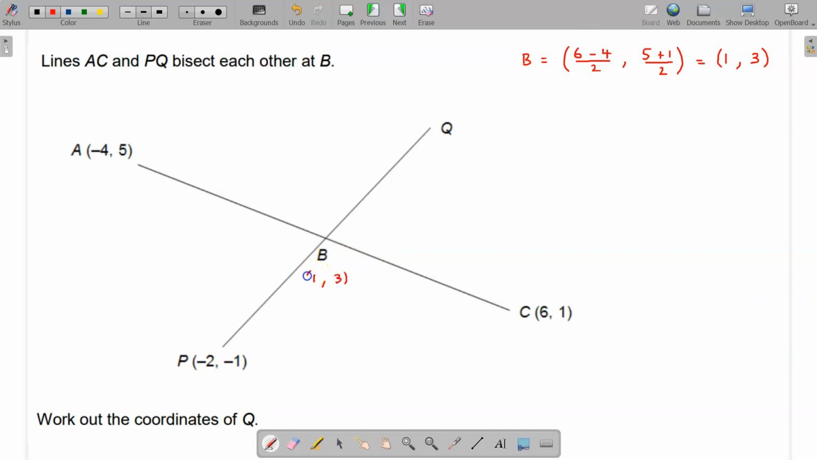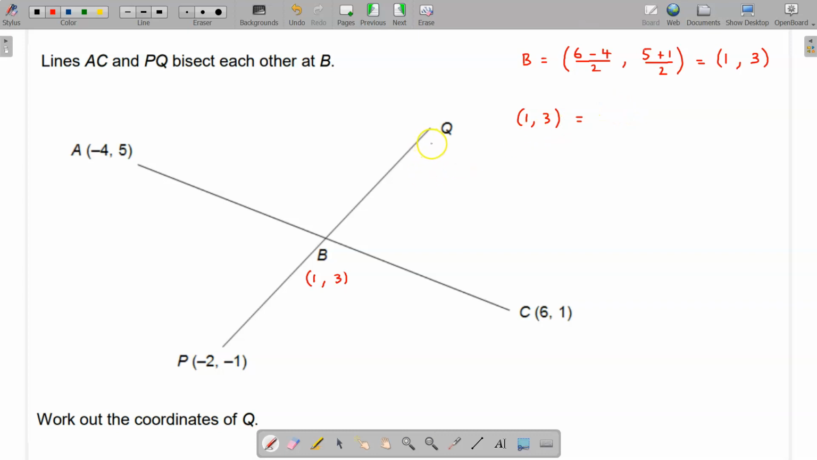Now it could easily be worked out what Q would be, because I could just go from -2 up to 1. That's -2 to 1 is 3, but I'm going to do it formally, and I'm going to say that the point B, which is 1, 3, so this point B is the average of the coordinates of Q and the coordinates of P.